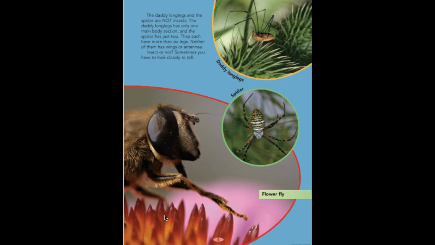The daddy longlegs and spider are not insects. The daddy longlegs has only 1 main body section, and the spider has just 2. They each have more than 6 legs. Neither of them have wings or antennae. Insect or not, sometimes you have to look closely to tell. And then it has pictures and then captions underneath the pictures.